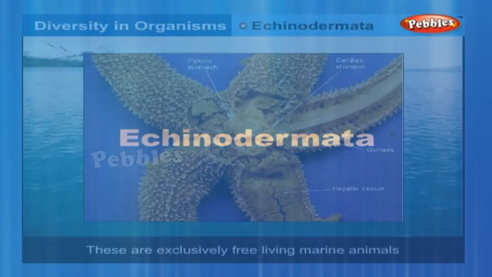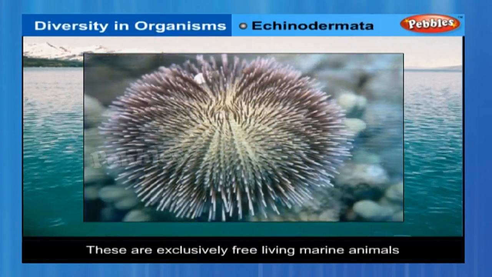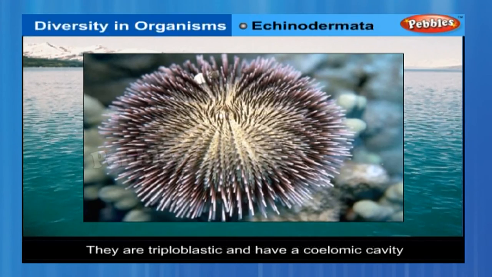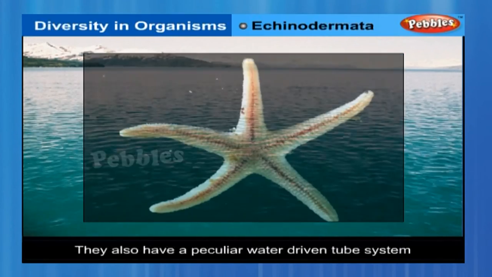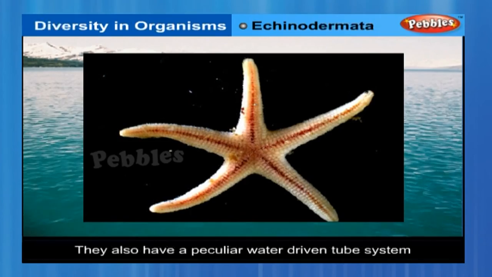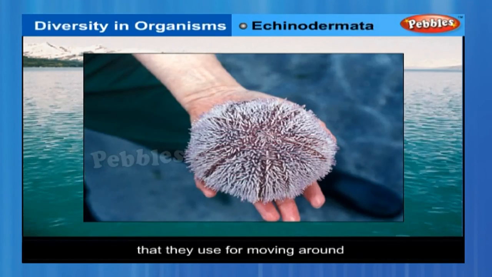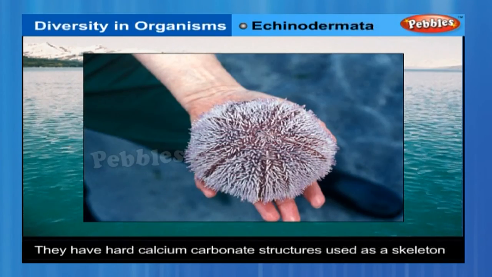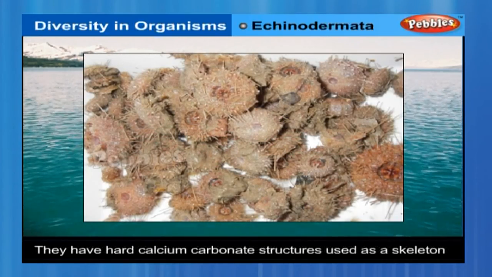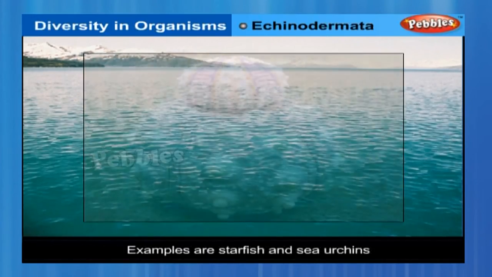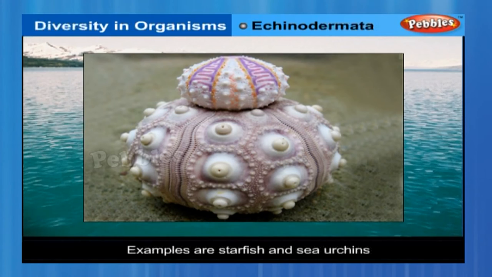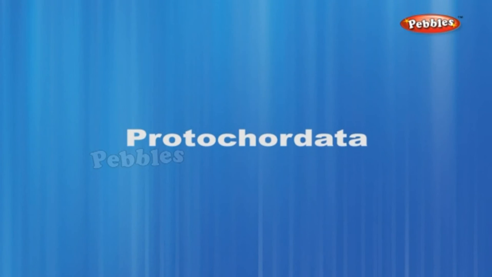Echinodermata. These are exclusively free-living marine animals. They are triploblastic and have a coelomic cavity. They also have a peculiar water-driven tube system that they use for moving around. They have hard calcium carbonate structures that they use as a skeleton. Examples are starfish and sea urchins.